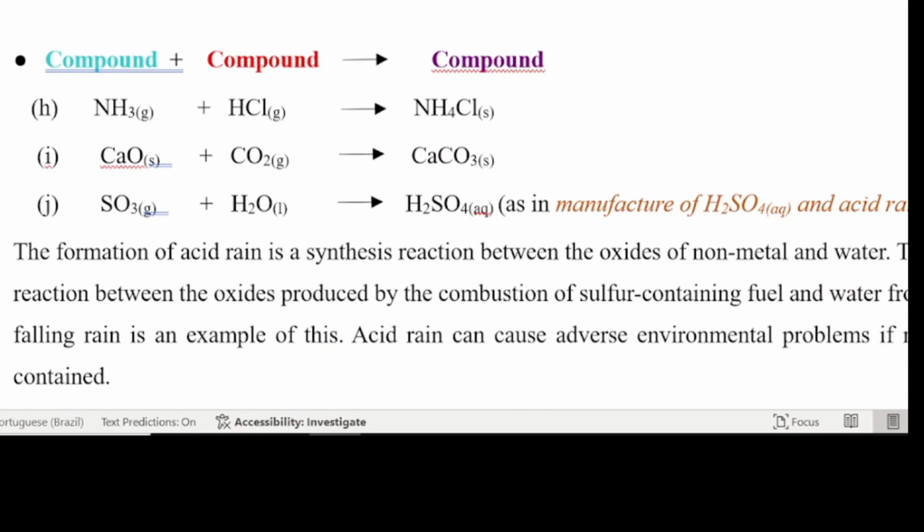You also have compounds reacting with compounds. So ammonia gas here can react with hydrogen chloride gas and you get a solid here. This is called ammonium chloride. Calcium oxide reacting with carbon dioxide gives calcium carbonate, which is a solid here. And of course, this is how sulfuric acid is being made when you react sulfur trioxide with water and you get sulfuric acid there.